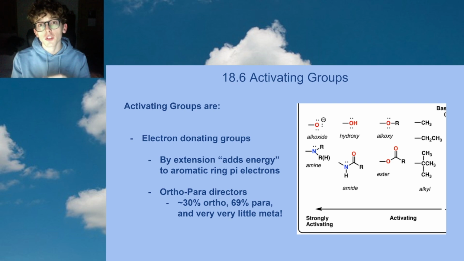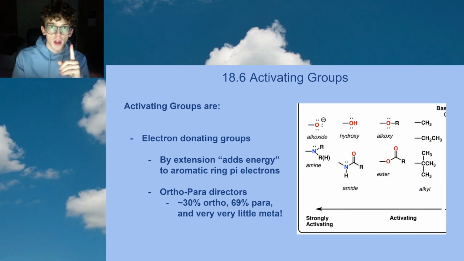First, we have what's called activating groups. Activating groups tend to usually be electron donating groups, meaning they donate electron density towards the aromatic ring and therefore add energy to those aromatic pi electrons. We're going to see this in more detail, but we call these groups ortho-para directors. If you remember, ortho means one away from a substituent, meta means two away, and para just means all the way around, so three away. So we call that an ortho-para director.